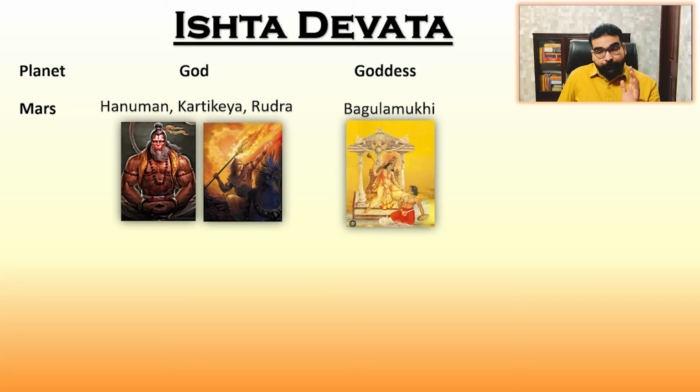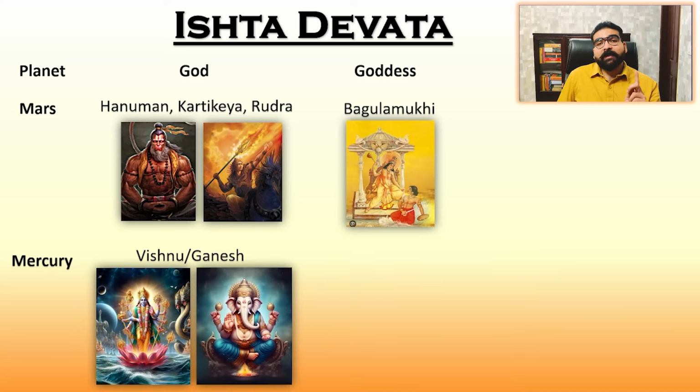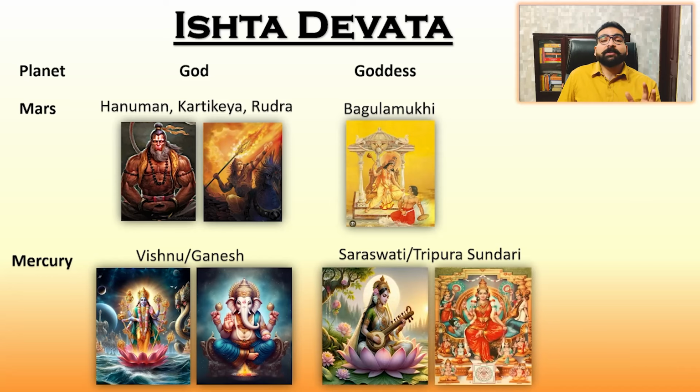But yes, it shows Bagla Mukhi in the form of female goddess. Then Mercury. Mercury primarily represents Vishnu and Ganesha. Ganesh is the god of intelligence, buddhi, and Vishnu. So Mercury is that. Then Mercury, in the form of goddess, represents Saraswati and Tripura Sundari.